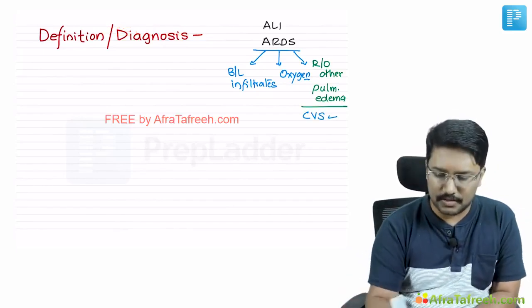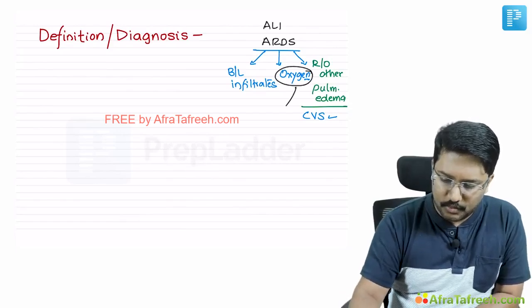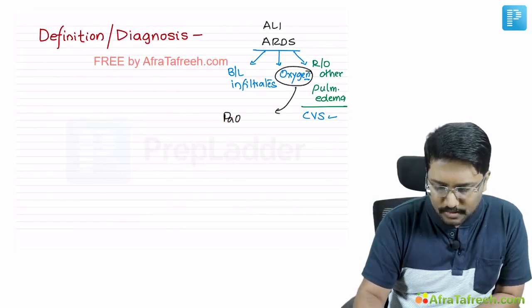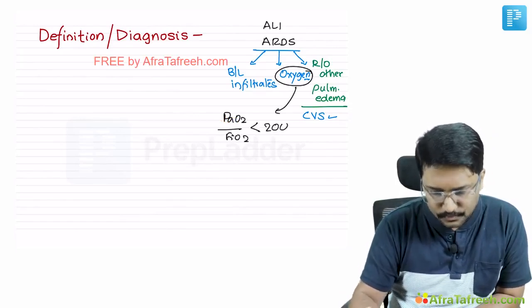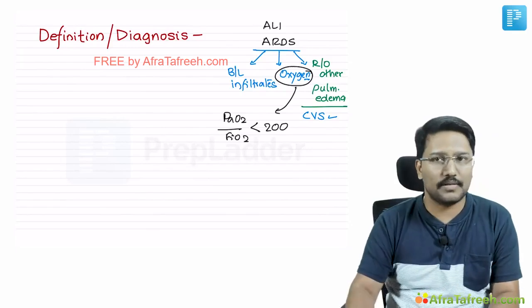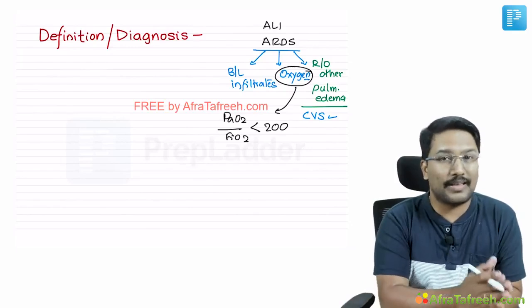So in the previous definitions, when they spoke about oxygenation, they mainly spoke about a PaO2 by FiO2 ratio of less than 200. Normally it is 400 plus, right? The bare minimum is 300 plus. So when it is less than 200, you could think of ARDS.